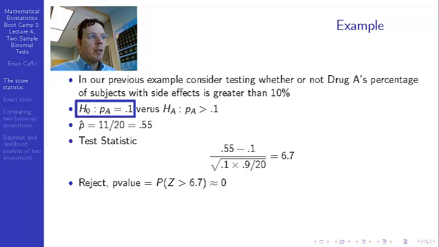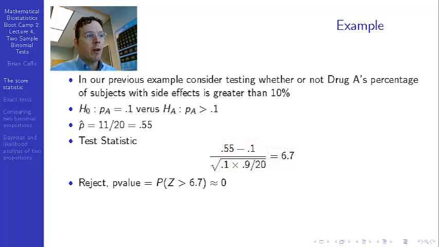So H naught: PA is equal to 0.1 versus HA: PA greater than 0.1, where PA is the population proportion of side effects for drug A. And then our p hat is 11 over 20, which is 0.55. Our test statistic is 0.55 minus 0.1 divided by the square root of, remember to plug in the p naught from the null hypothesis, 0.1 times 0.9 divided by 20, and you get 6.7.